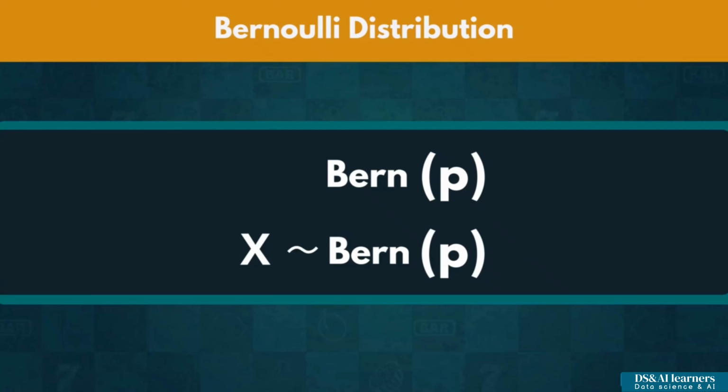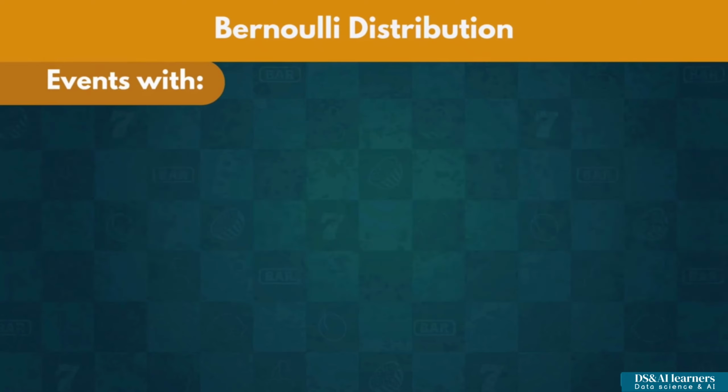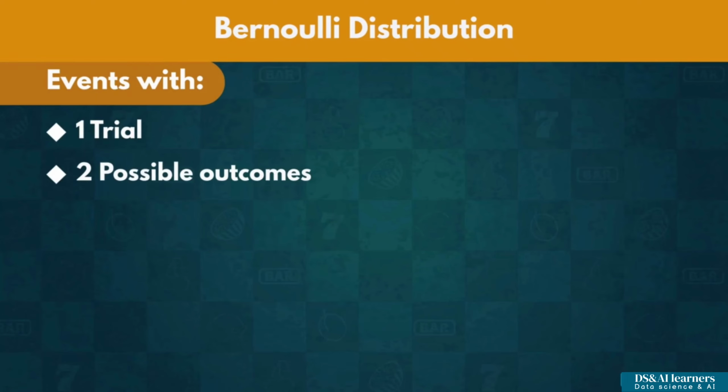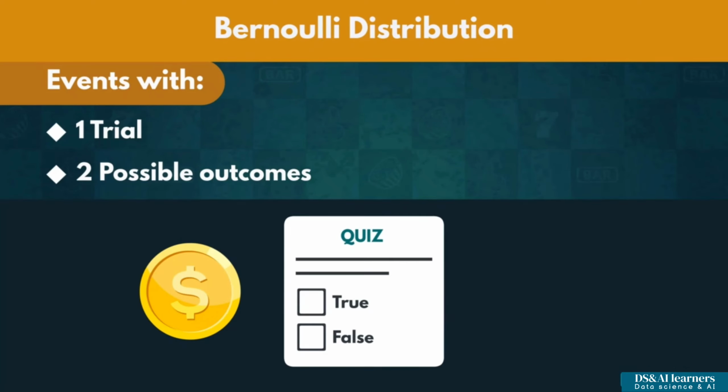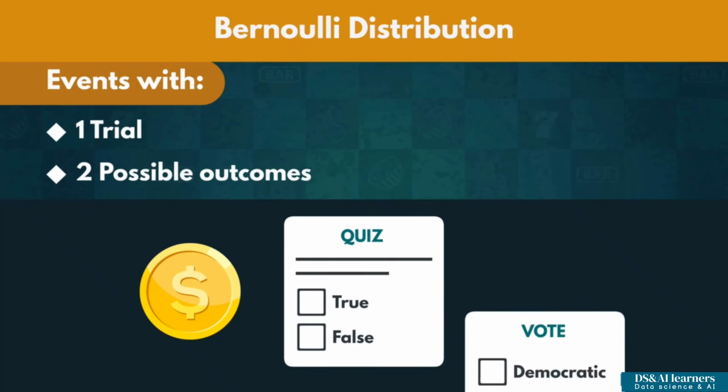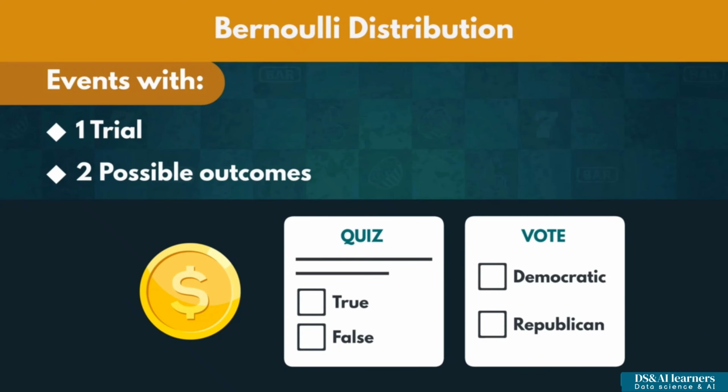Okay. We need to describe what types of events follow a Bernoulli distribution. Any event where we only have one trial and two possible outcomes follows such a distribution. These may include a coin flip, a single true or false quiz question, or deciding whether to vote for the Democratic or Republican parties in the U.S.